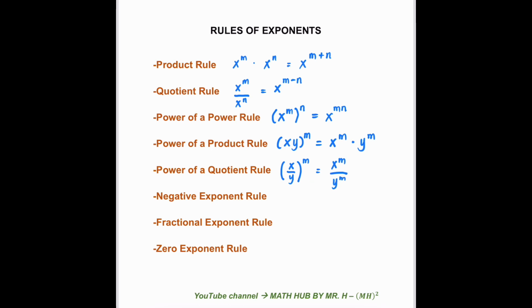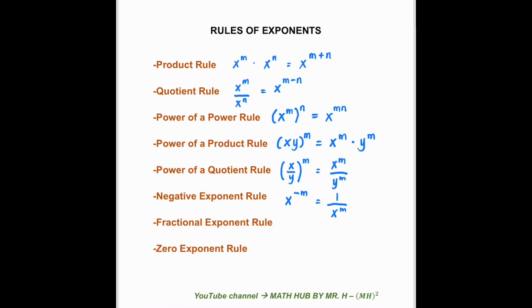All right, so for the next rule, we have the negative exponent rule. So negative exponent rule, so from the term itself, negative exponent. So for example, we have x to the power of negative m. So in order for the exponent to become positive, this will become 1 over x to the power of m.